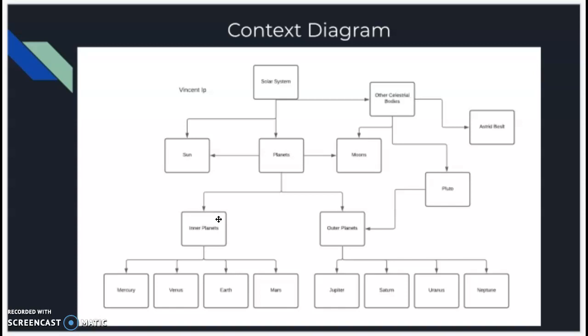In my example, I use rectangles to represent the concepts and arrows to show the relationship between one another, such as solar system to sun, planet, and other celestial bodies. And I use text to identify and describe each.